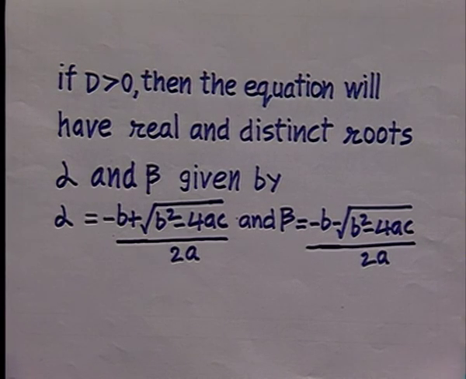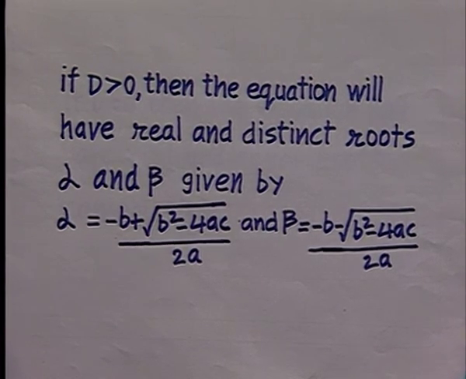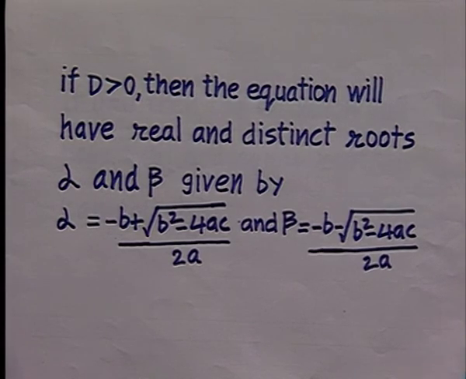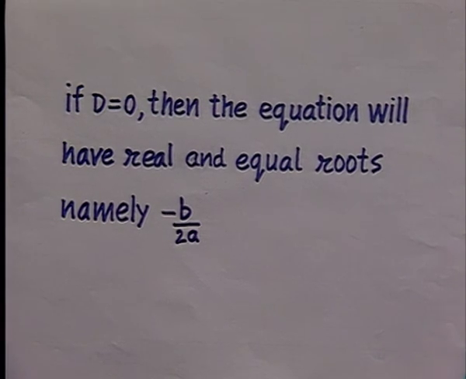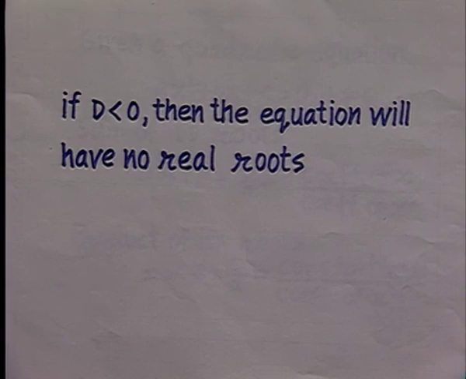alpha is equal to (−b + √(b² − 4ac)) / 2a and beta is equal to (−b − √(b² − 4ac)) / 2a. If D is equal to 0, then the equation will have real and equal roots, namely −b/2a. If D is less than 0, then the equation will have no real roots.